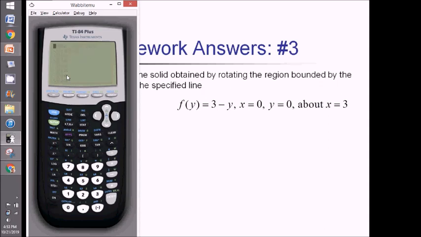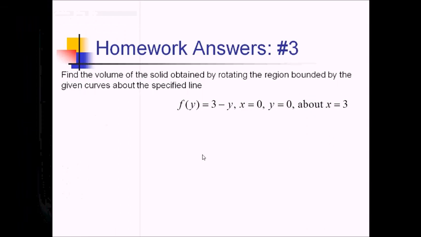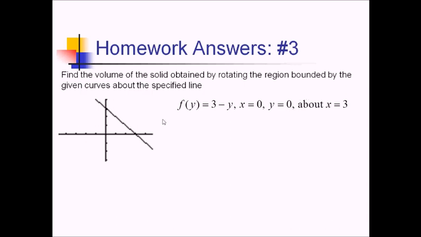So quitting out of there, I'm going to do second and then draw, second program to get my draw menu. Option 8, and I'll do draw inverse on alpha trace y1. And that gives us this line here. So I basically want the area between this line and the two axes. So this little triangle shape in here. And I want to revolve that around the line x equals 3. So that's a vertical line going through 3.